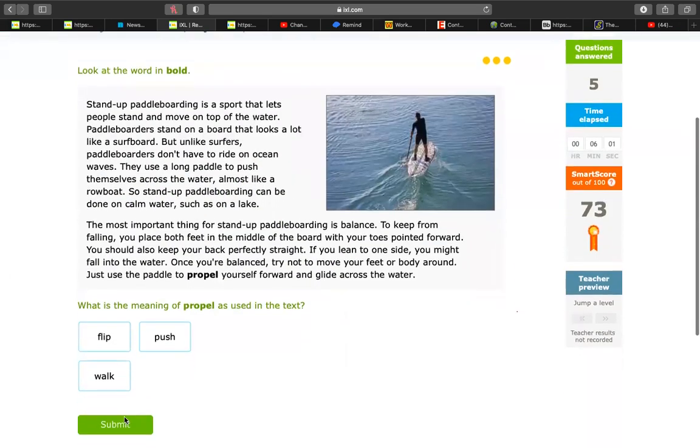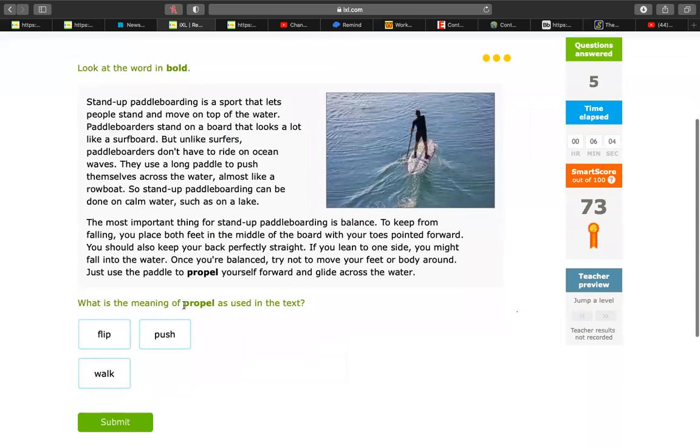Wonderful. Yes. What is the meaning of propel as used here in the text? So, just use the paddle to propel yourself forward and glide across the water. Is that flip, push, or walk? Push. All right, so we'll just substitute. Just use the paddle to flip yourself. No. Push yourself. Yes. Walk yourself. No. No. This isn't the story of Jesus walking on the water here. This is to push yourself.